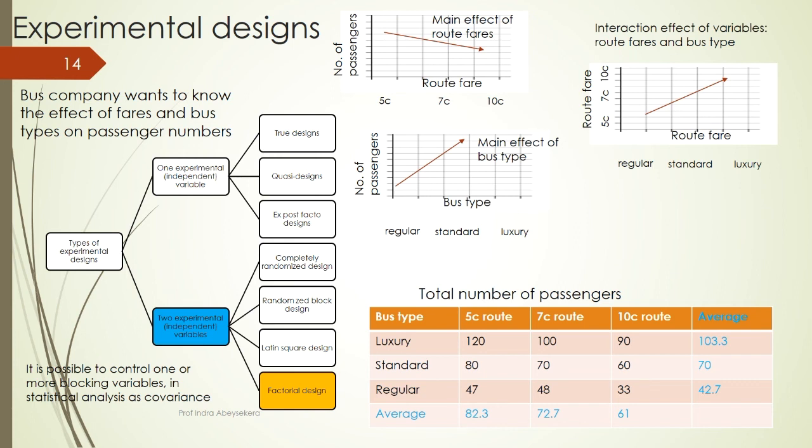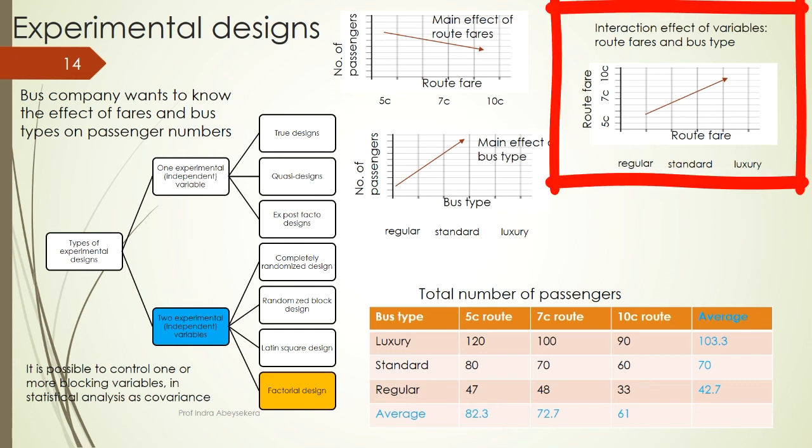Then we can also look at the interaction between the 2 experimental variables, that's the bus type and the route fare, and we find that in the luxury buses, even when the fares are higher, more passengers travel in the luxury buses.